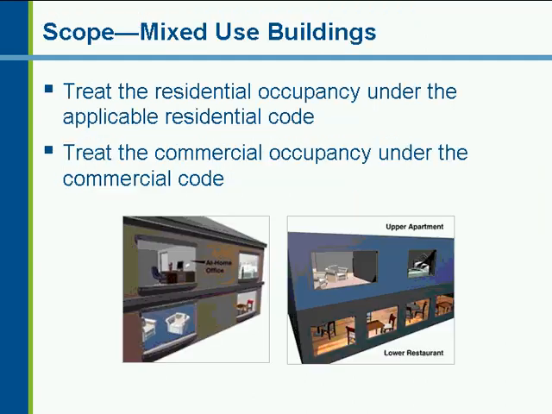Finally, mixed-use buildings. There are a few of those out there, fairly straightforward in terms of scope. The portion of that building that has a residential occupancy is required to be compliant with the residential portions of this code, and the other portions of the building that would be considered commercial occupancy will have to comply with Chapter 5.